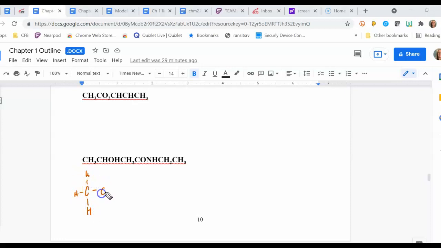And then I have a CH. And then it says OH. Do you guys all see that OH? When you see an OH together like that, that means it's a separate thing with an O and an H dangling off your carbon. It is then followed by a CH2. So there's my two H's. And then I have a CO and then followed by an NH. Okay, so this is another one.